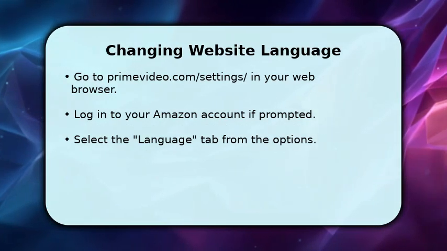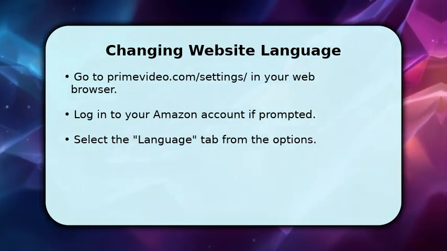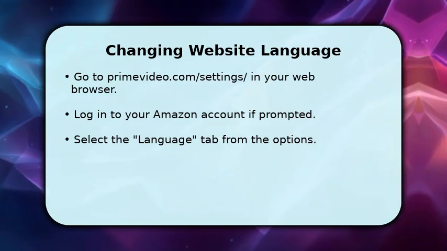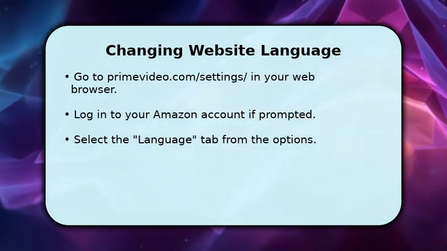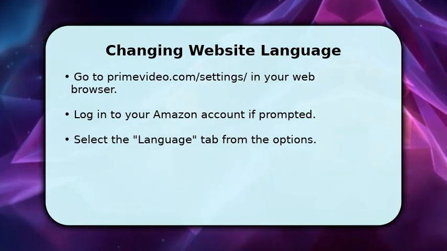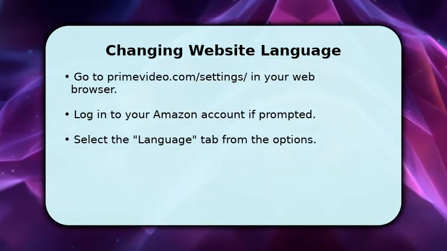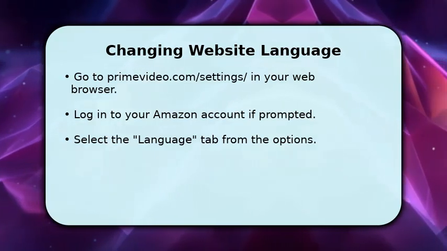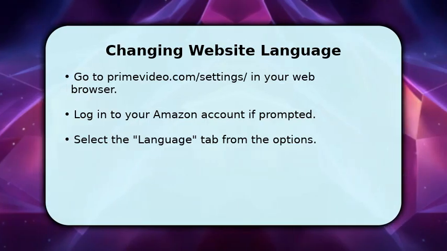Now, if you're using Prime Video through a web browser, the process is slightly different. Open your web browser and go to Prime Video.com/settings/. You might need to log into your Amazon account. Once there, locate and select the Language tab. You'll see a list of available languages. Pick your preferred one and click Save to apply the changes to your web interface.